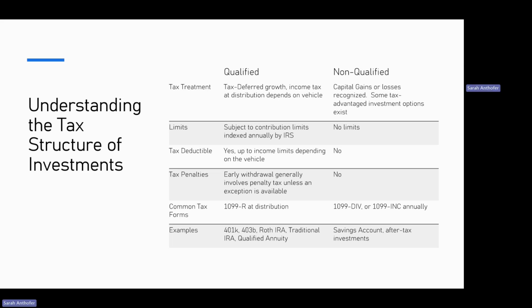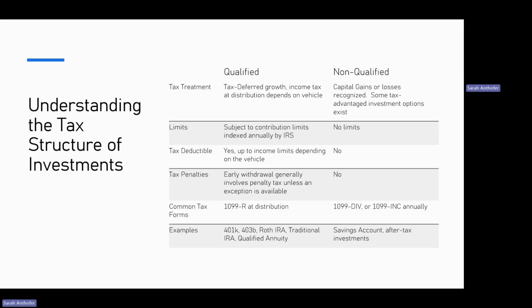With a non-qualified, every year, we are going to have to recognize capital gains or losses. There are some tax-advantaged options that exist inside a non-qualified investment. We'll talk a little bit about that. But the primary reason when people talk about a qualified investment option versus a non-qualified, what they're really talking about is what kind of tax-deferred growth you're able to get on that. Do you have to file taxes on those every year? Do you have to include those every year with your taxes or not?